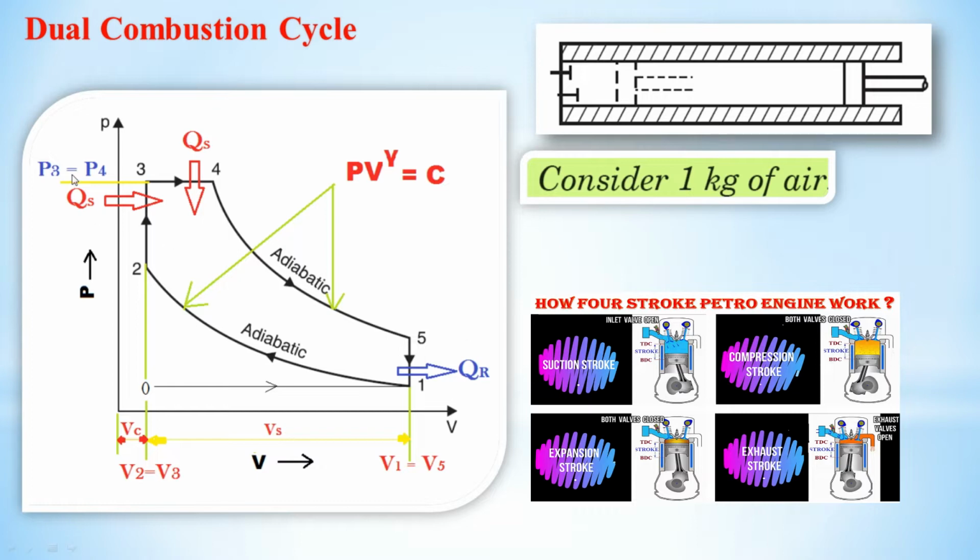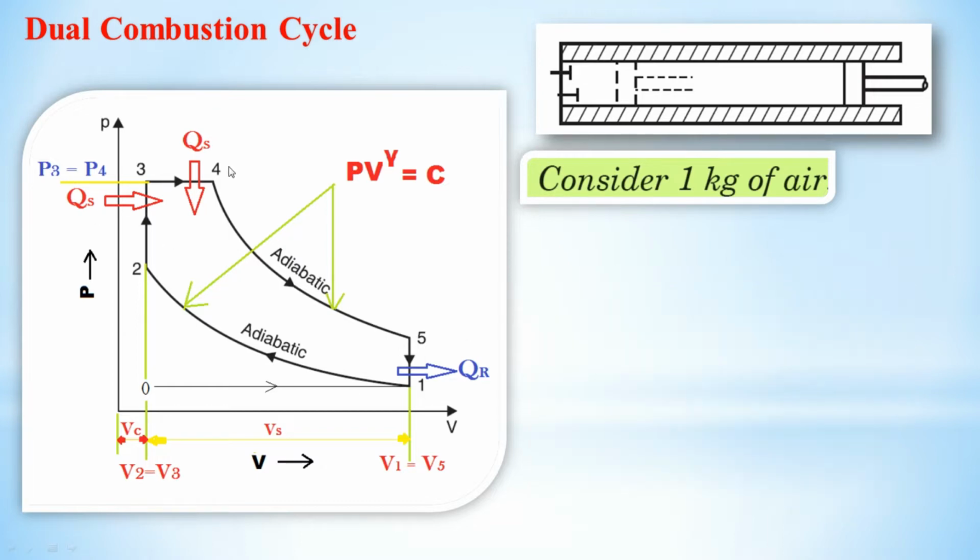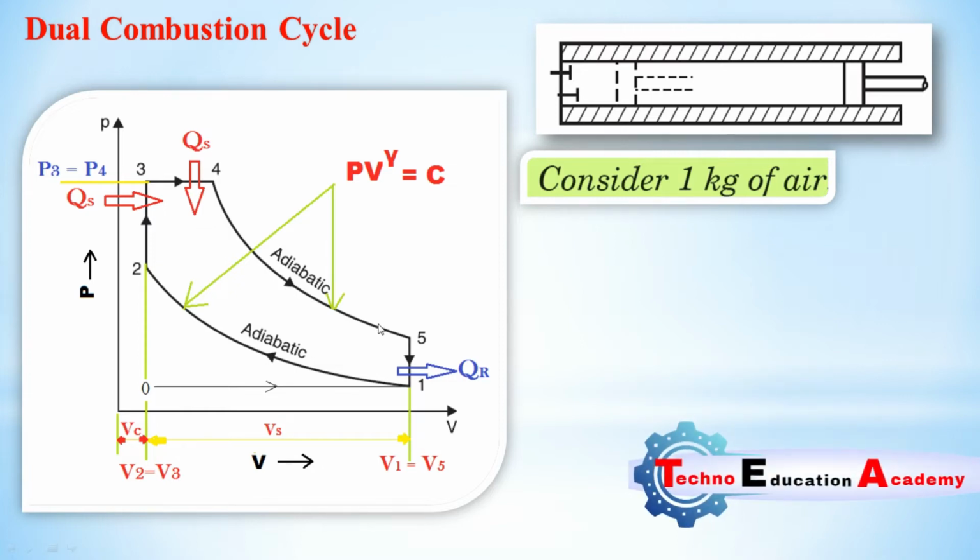And the 4 to 5 process is an adiabatic expansion process. Here the gas will expand, and we are considering only air as the working medium, so it is also called air standard efficiency. We are also considering that the specific heat does not change with respect to temperature, for simplicity. And the 5 to 1 process is a constant volume heat rejection process.